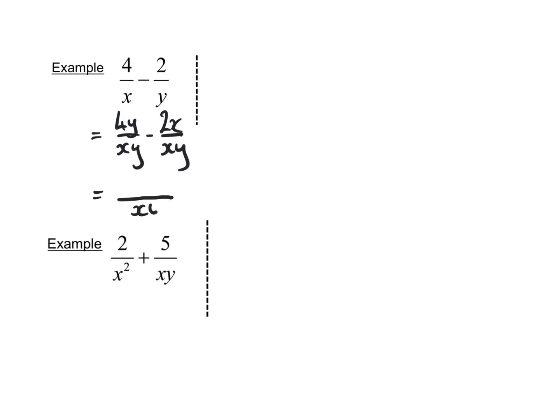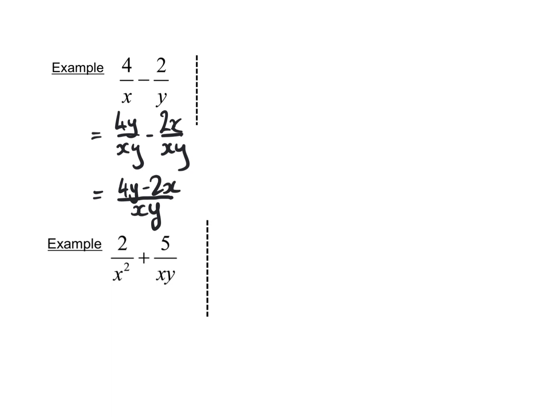So it's all going to be over the single denominator of xy. And again, I can't actually do 4y take away 2x. These are not like terms, so the best I can do here is write this as an expression, 4y minus 2x. So that'll go into one fraction now, 4y minus 2x. And that's it, basically finished.